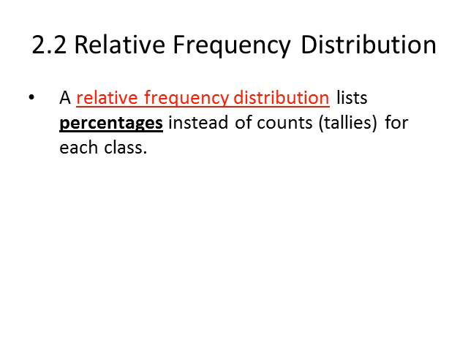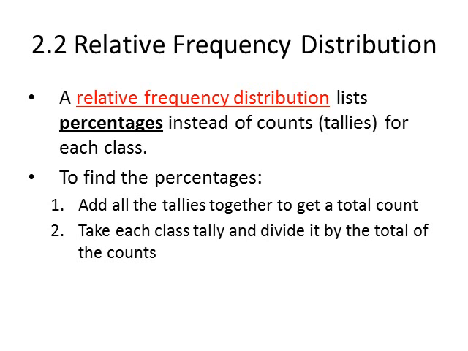Now, another type of frequency distribution is a relative frequency distribution. So you also need to know this for your next test. A relative frequency distribution lists percentages instead of individual counts or tallies for each class. How do we find those percentages? Well, we add all the tallies together to find the total count, the total frequency, and then we take each individual class tally and divide it by the total and convert that to the percent. So we'll do an example on the next page for a relative frequency distribution table.